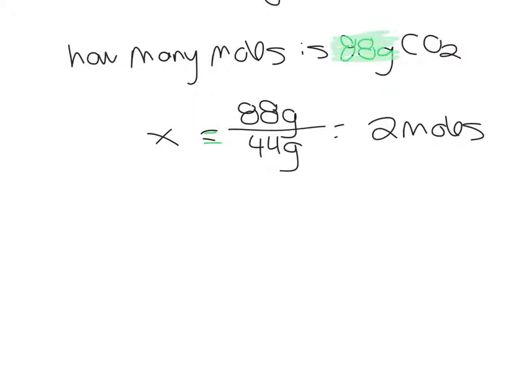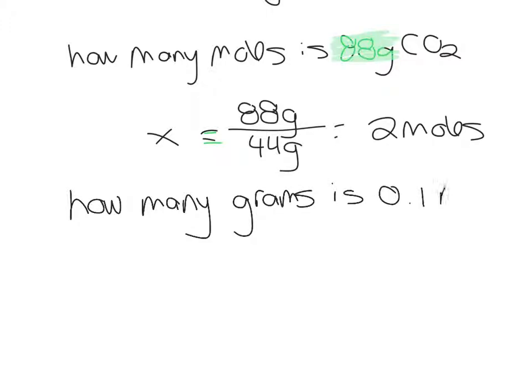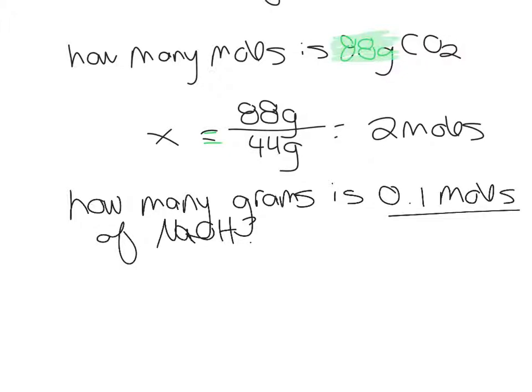All right, so you could also go the other way. So another question might be, how many grams is 0.1 moles of NaOH? Okay, so now the question has given me moles and it didn't give me grams. So there's no given mass. The given mass is what I'm looking for. So that's X on the top, and the 0.1 moles goes right here.